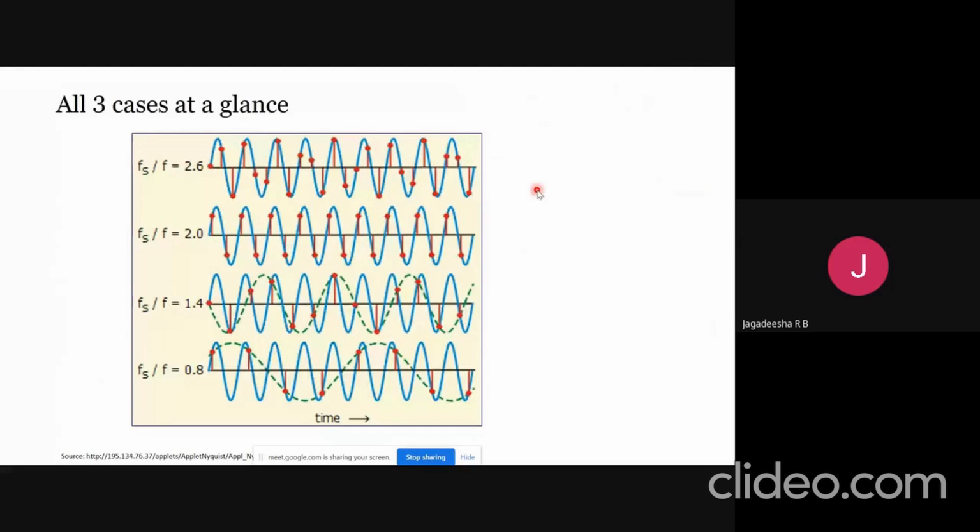Okay, again, a quick look at all these cases. For example, here the sampling is done at 2.6 times the maximum frequency. Here it is 2 times the maximum frequency. These are okay, right? Because the sampling frequency is greater than or equal to 2 times. But in these 2 cases, sampling is done at 1.4 times the maximum frequency, and here 0.8 times the maximum frequency. These lead to undersampling or aliasing. For example, the blue color here indicates the original signal. The red color indicates where you are going to sample it.